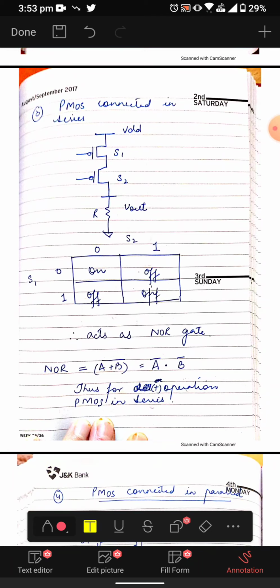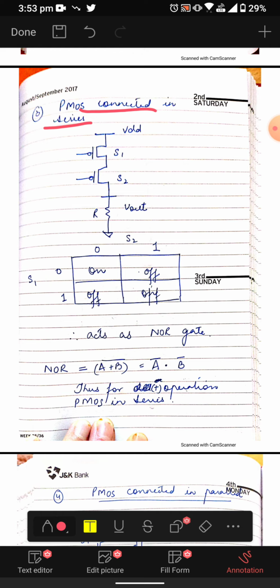हमने क्या किया? हमने NMOS को पहले series में connect किया. We saw that the output follows the AND logic, और जब हमने उनको parallel में connect किया, the output follows the OR logic. Now we will see what will happen when we connect the PMOS in series and the PMOS in parallel.